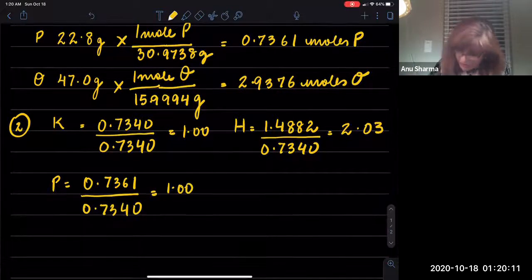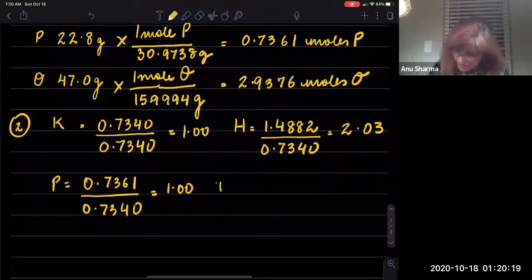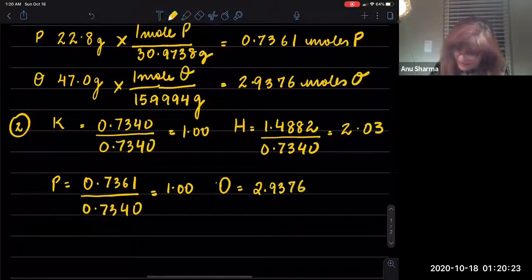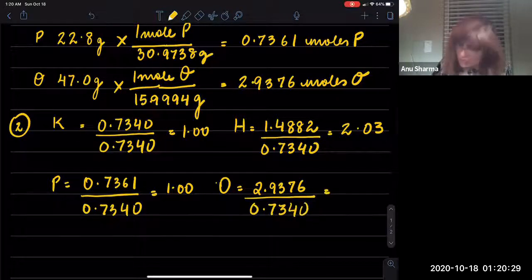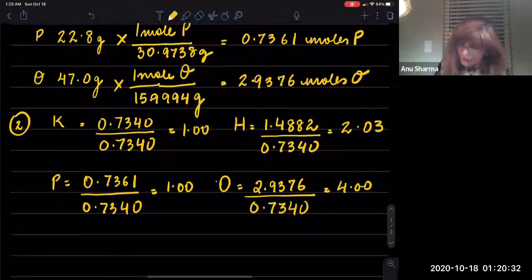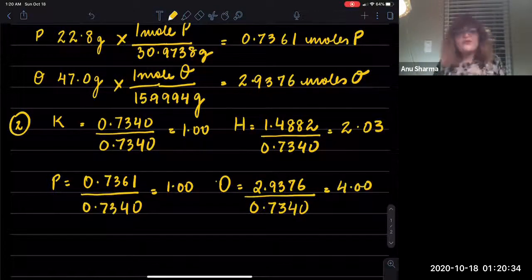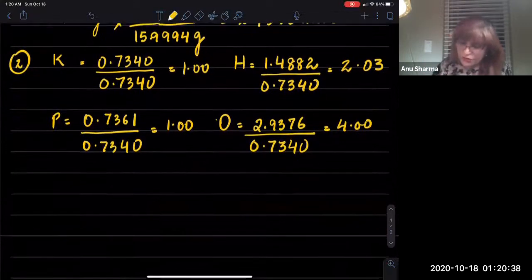Oxygen is 2.9376. That's the oxygen. Sorry, I need more space. So oxygen is 2.9376 divided by 0.7340, and that gives you 4.00. So these are the ratios of each of the elements, the moles of each of the elements.